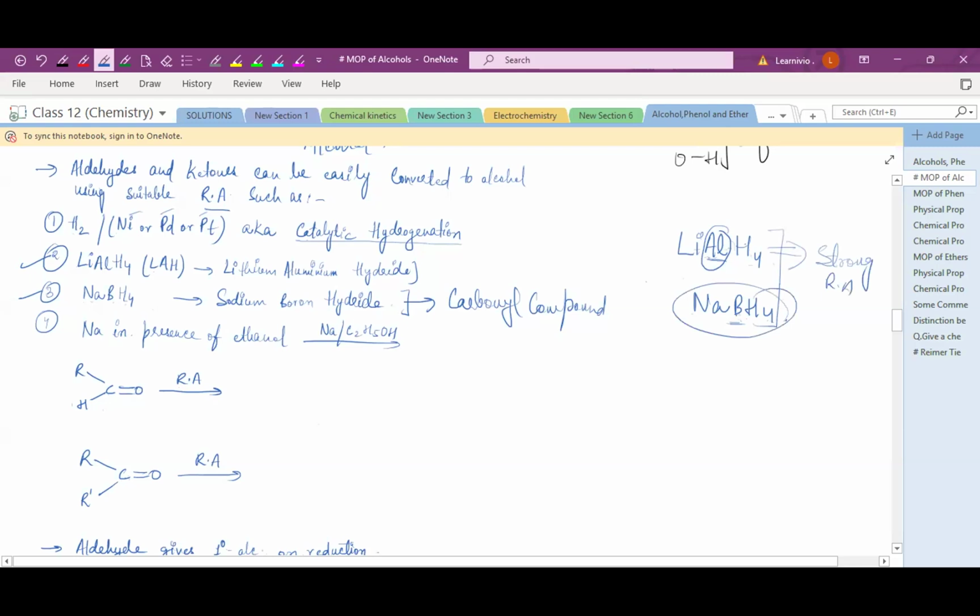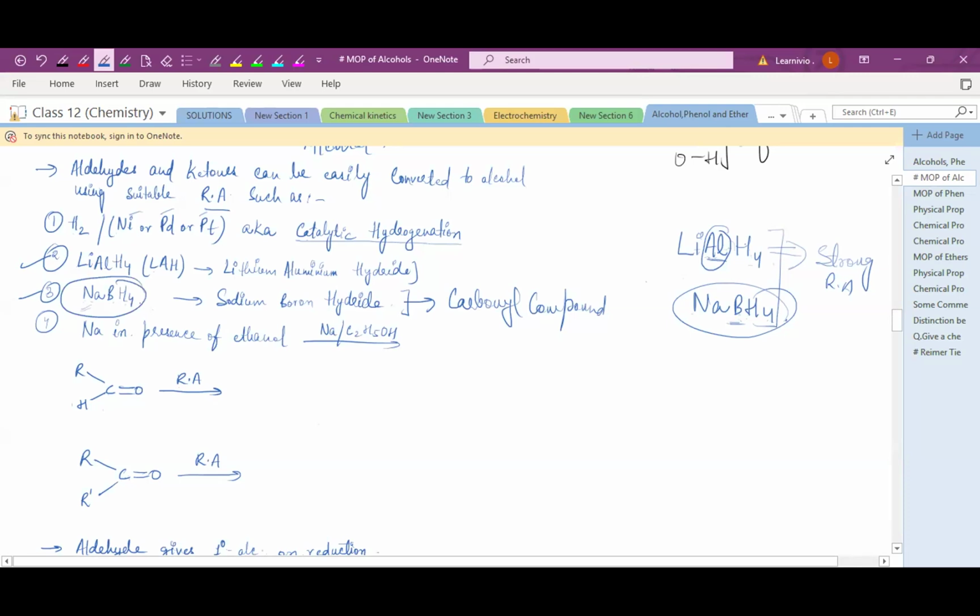Clear, Ali? Yes, ma'am. Okay, so these are some reducing agents which we are going to use in the reaction. In catalytic hydrogenation, we will use H2 in the presence of any catalyst, nickel, palladium, or platinum. Second is the strongest reducing agent, lithium aluminium hydride. Sodium borohydride, you should be careful when you are using it.